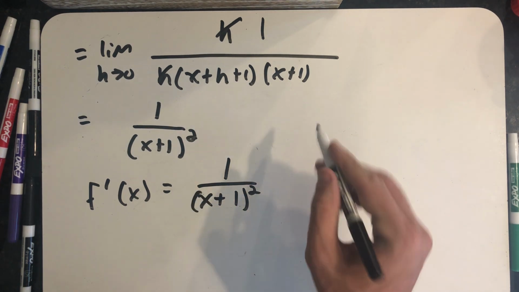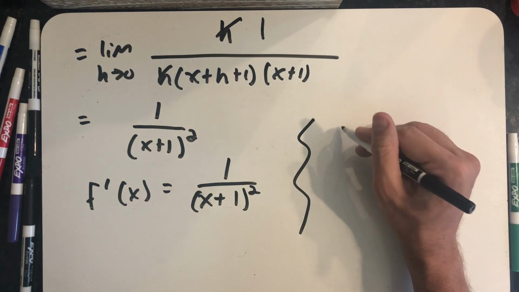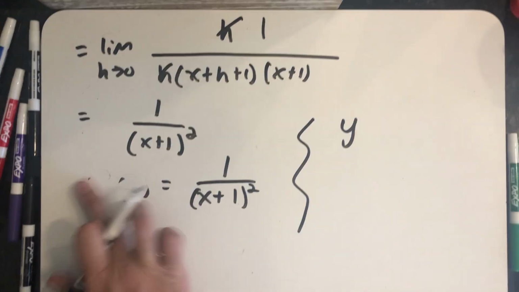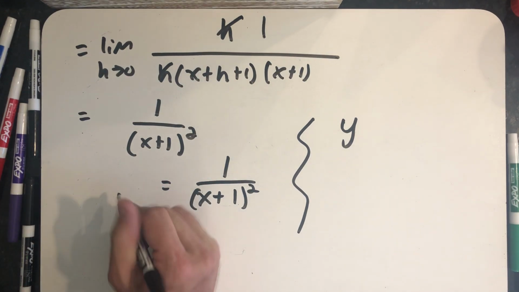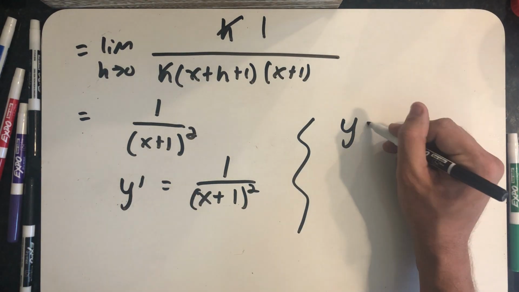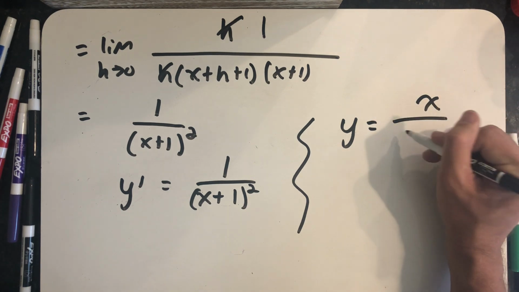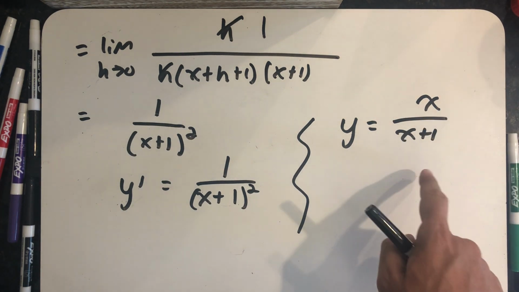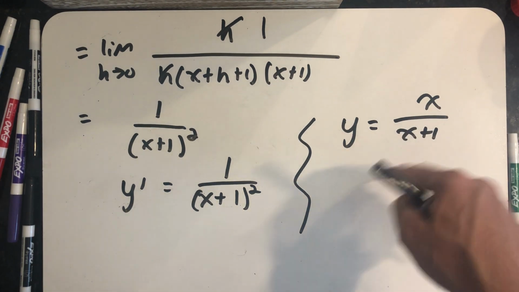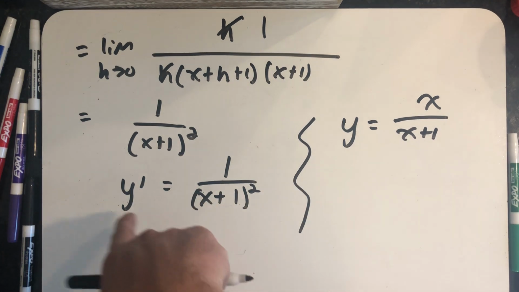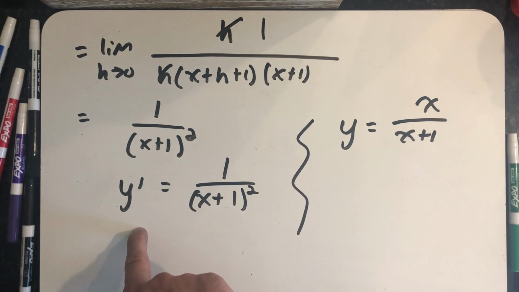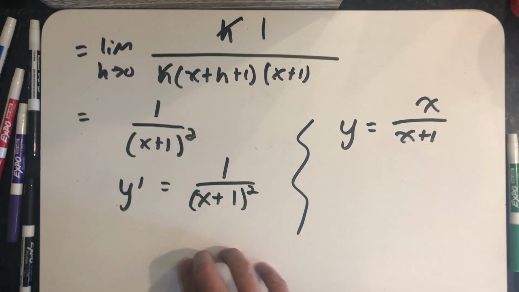All right, so I started with a function. I called that y, so I need to write that down as y prime. My function y was x over x plus 1. If you plug x's into this, you get y values. If you plug x's into this, you get slopes, the slopes of tangent lines. All right, we'll do another example here in a minute, but that's it for now.